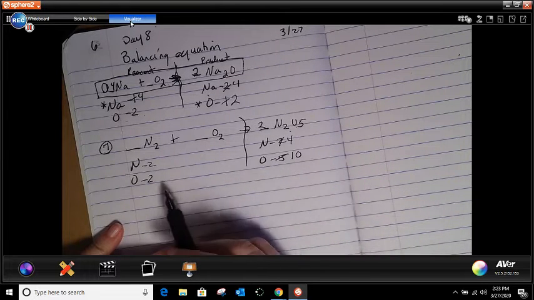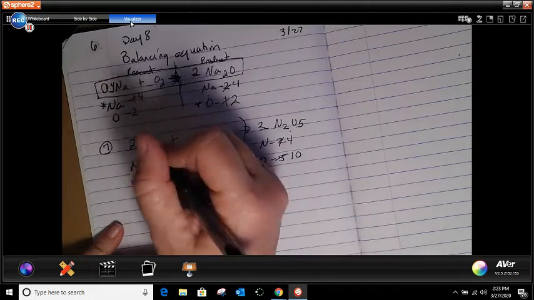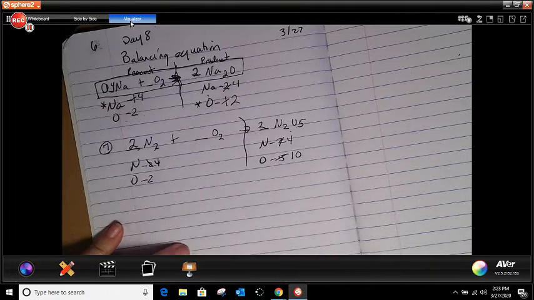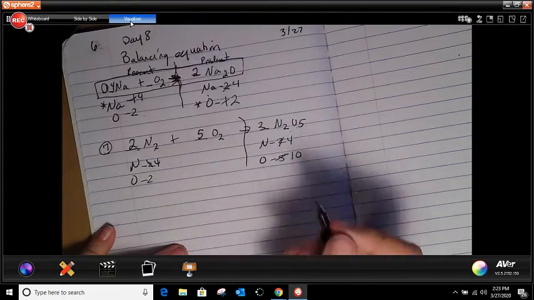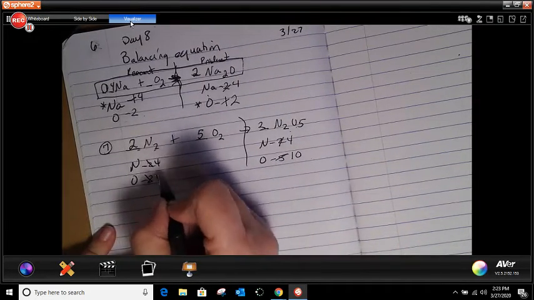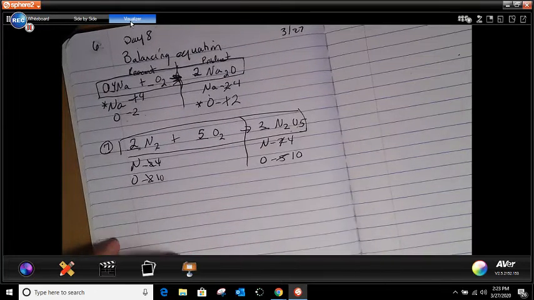Okay. Over here, how can I make my nitrogens 4? Well, Miss Sloan tells me I can put 2 in front. That's 2 times 2 is 4. How can I change this to 10? Well, if I put a 5 in front, guess what? That makes it 10. There is my balanced equation.